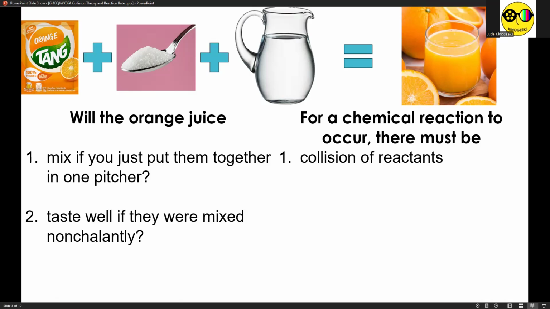How about this next question? Will the orange juice taste well if they were mixed nonchalantly? Obviously not, because gentle mixing does not yield the most delicious flavor of orange juice. You have to mix them using a blender or by shaking your glass, as those are better options. So you have to mix them with a certain amount of energy in order for the ingredients to blend together. The second criterion for a chemical reaction to occur is that there must be sufficient energy.